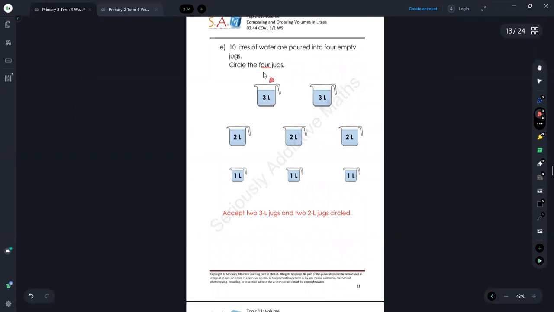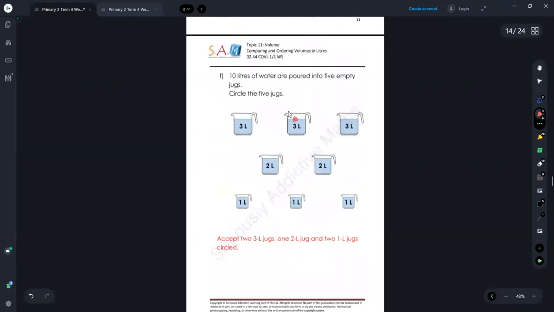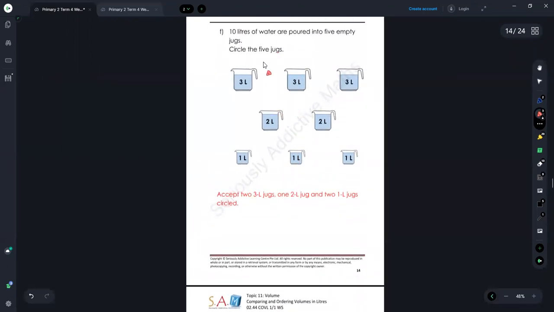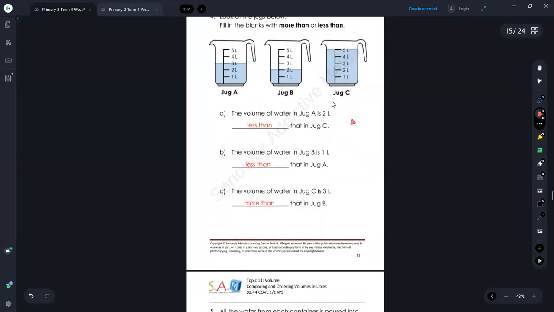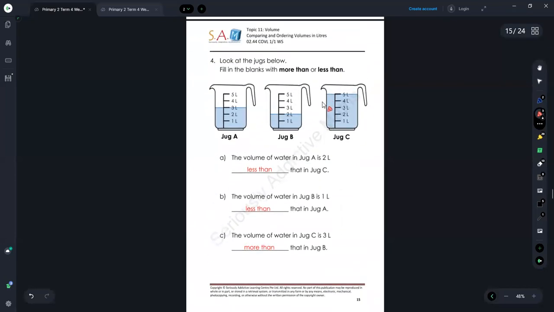And here 4, get them to analyze. 5 jugs here. So no need to do those if you are confident that you're able to do this. This one is quite easy. Sometimes I don't even get them to do it, but I do get them to look at the question and ask them what they need to do.